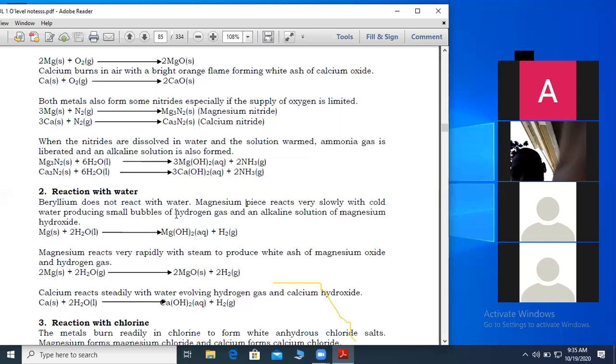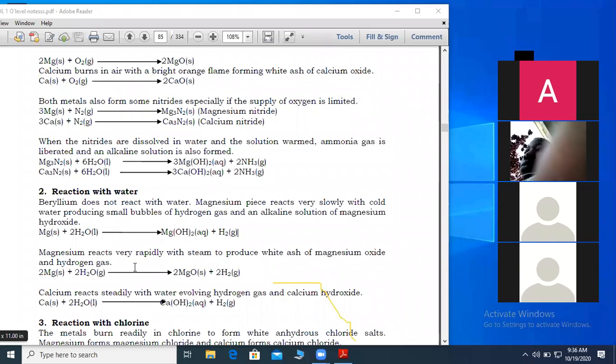But magnesium, I told you, when magnesium reacts with cold water, the reaction is very slow. It can even take 2 weeks. But when you react magnesium with steam, the reaction is rapid and it forms magnesium oxide plus hydrogen.